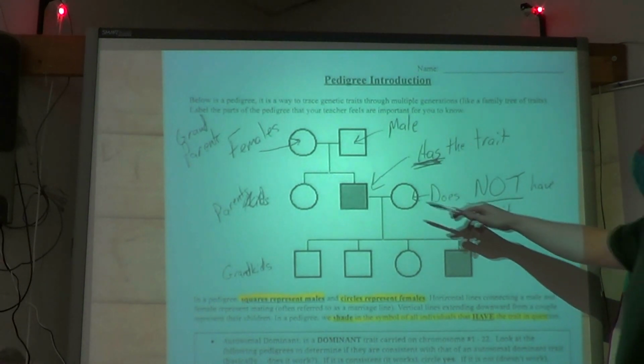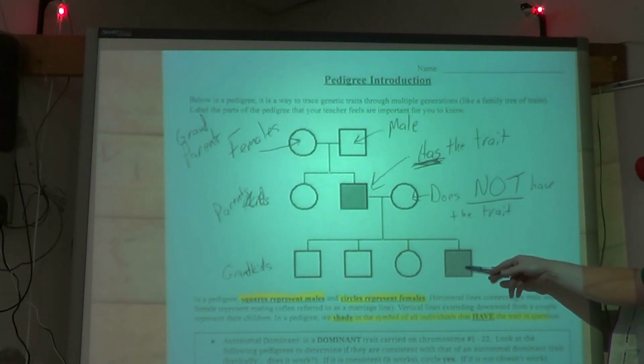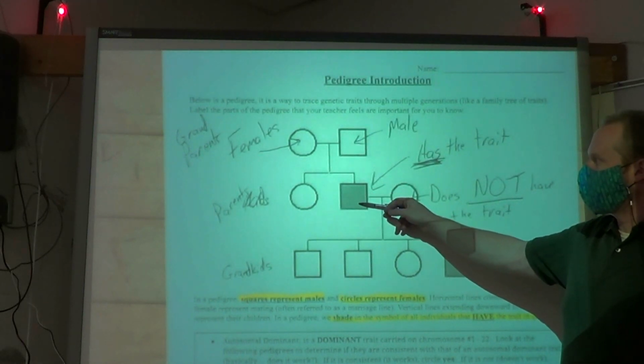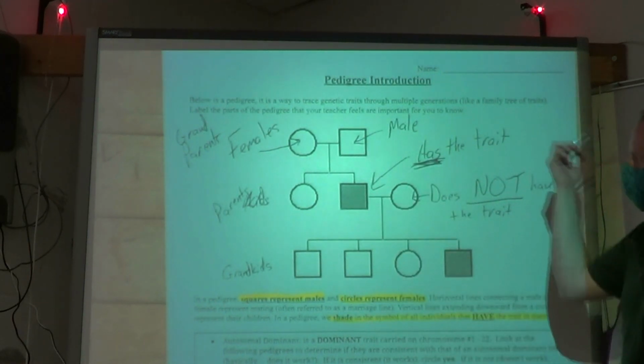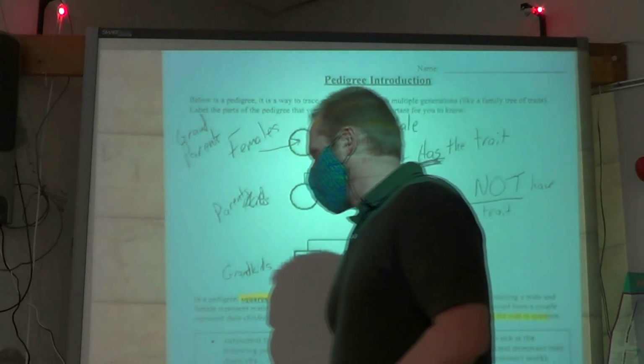So this boy has the trait. So does this boy. This grandson has the trait. This son has the trait. But no one else in the pedigree has the trait. Again, whatever that trait may be.